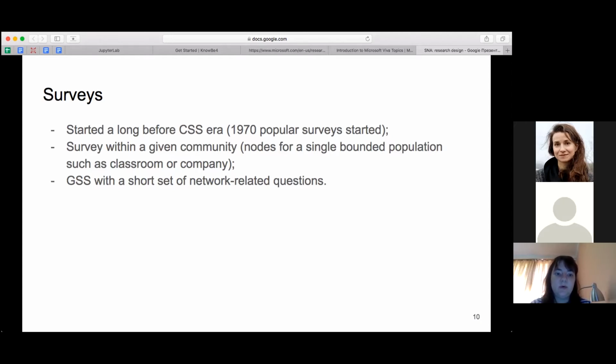Firstly, this is a survey within a given community. So researchers collect the network information from nodes for a single bounded population, such as a classroom, company, or other not very big organizational units. Or such surveys can be completed also on a larger level. For example, in the frames of this presentation, we would examine network-related questions from the General Social Survey.